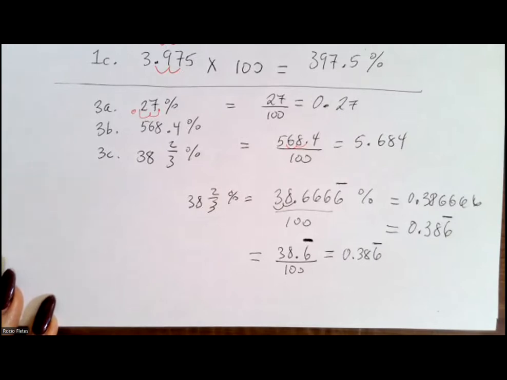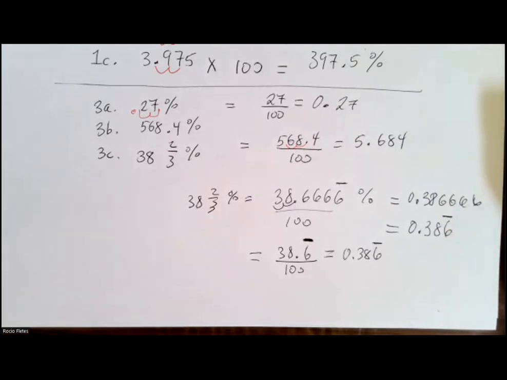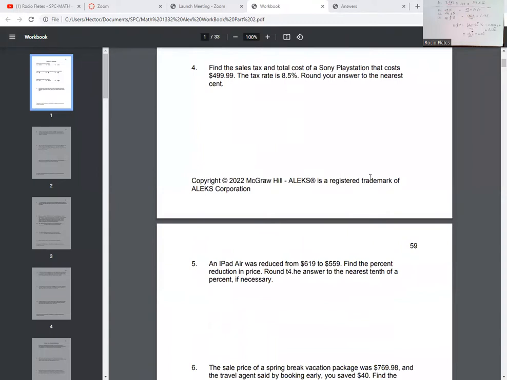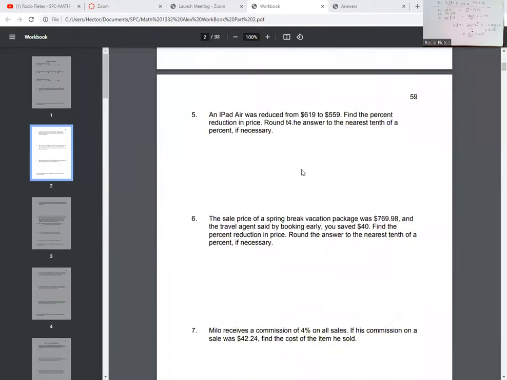All right, so that is example 3 with parts A, B, and C. Let's see what follows. Let's do number 5. So 5 reads, an iPad Air was reduced from $619 to $559. Find the percent reduction in price and round the answer to the nearest 1/10% if necessary.